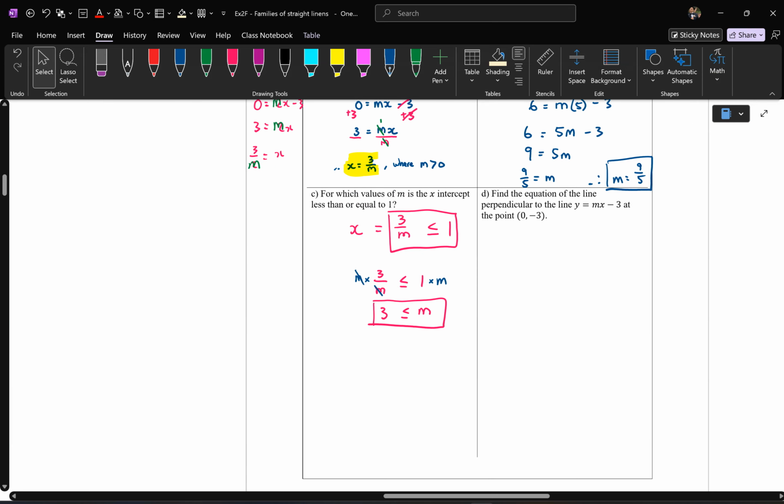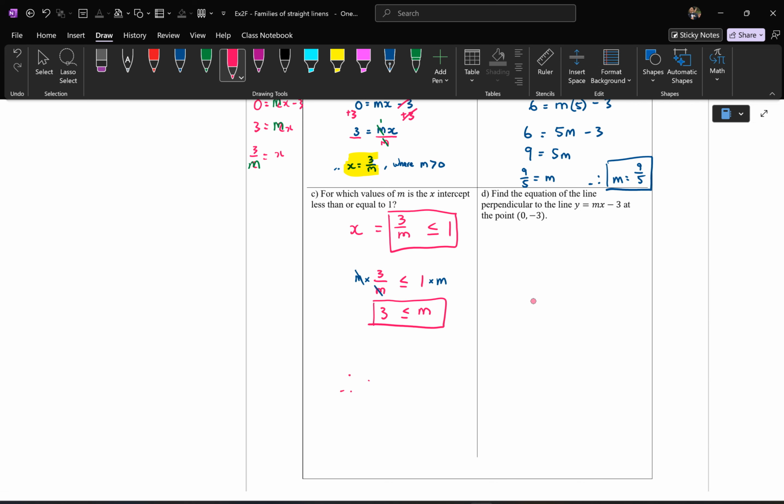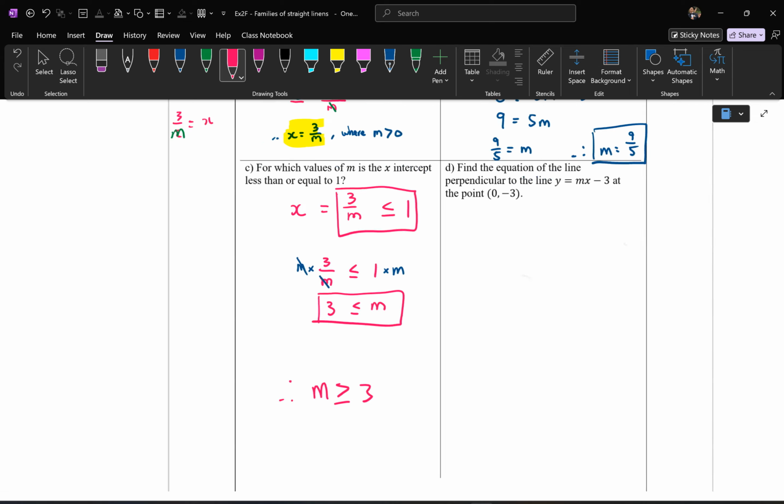m has to be greater than or equal to 3. m is greater than or equal to 3, and it will always work. So that's all the possibilities of m. And here's your last question.